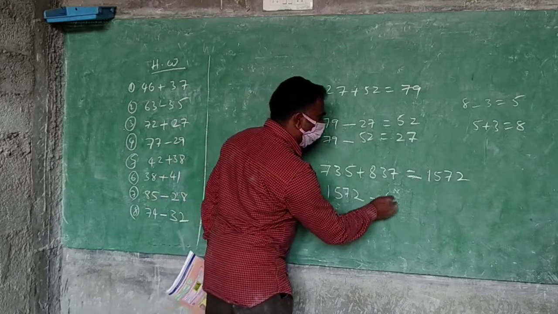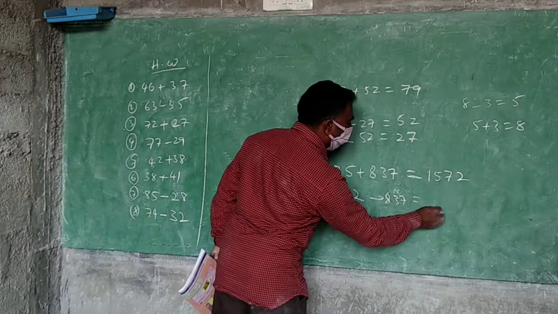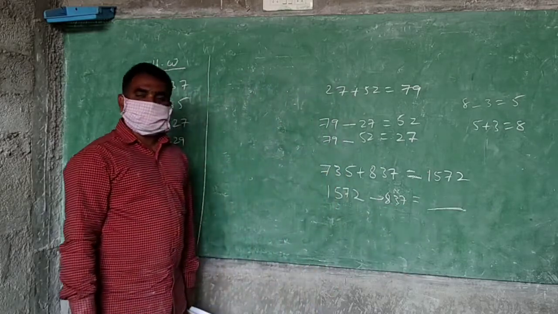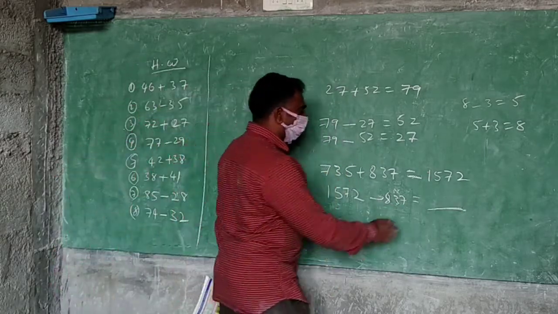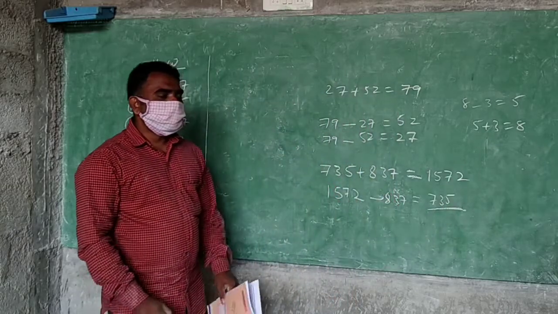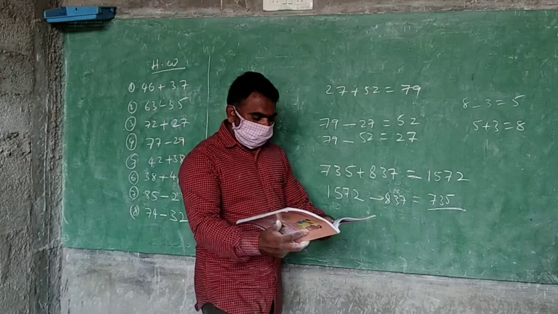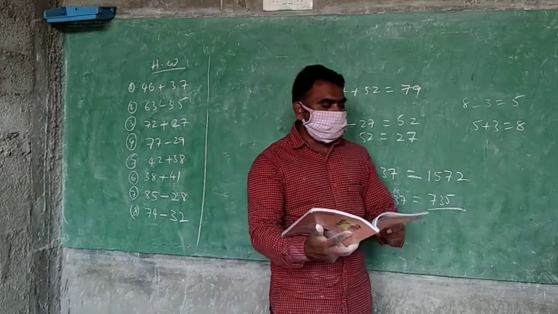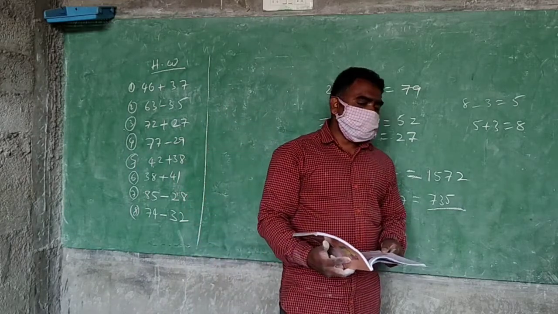1572 minus 837 is equal to how much? Without doing it, you can give the answer. 735. Yes. So like that, can you answer all of these on page number 42? Try this.